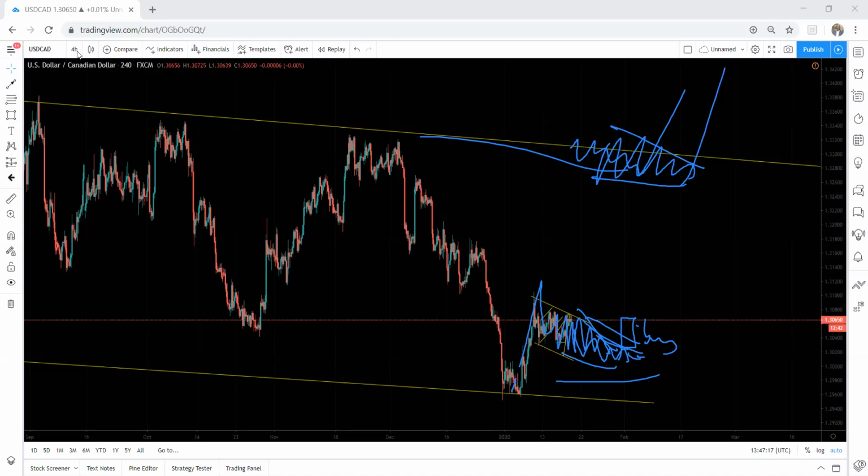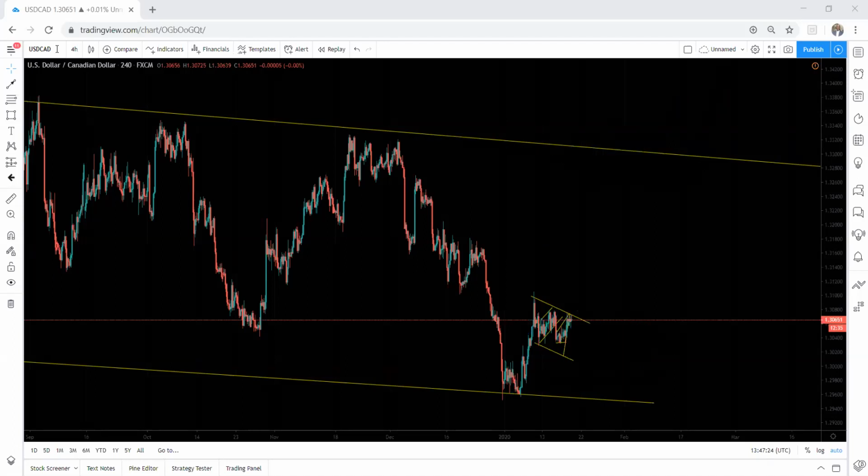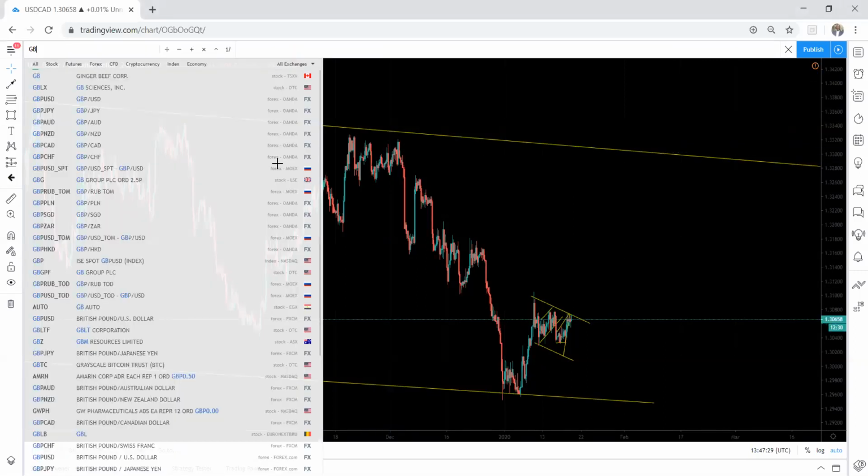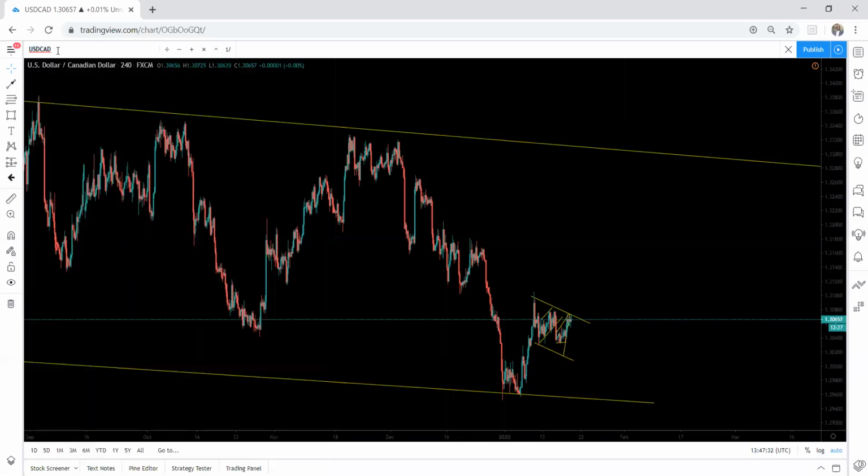That is USD CAD. GBP JPY, let's look at.